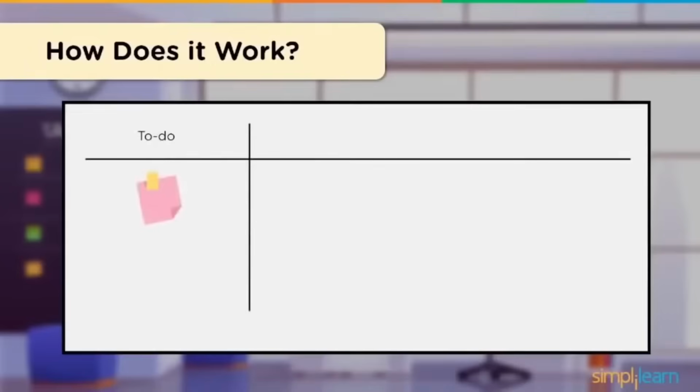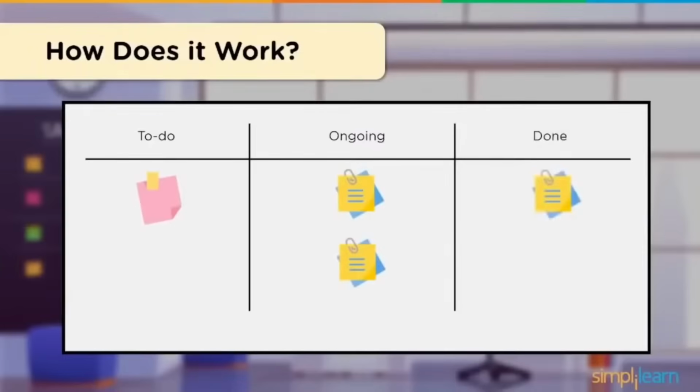Now the board consists of three major components. There's the to-do list, which represents items that need to be completed. The ongoing column, which represents items that are being currently worked on. And the completed or the done column. Now these represent tasks or items that have already been completed.